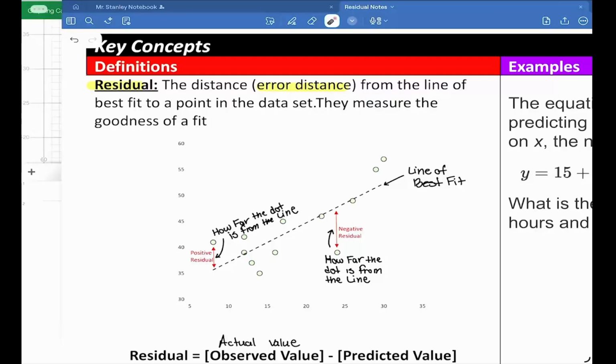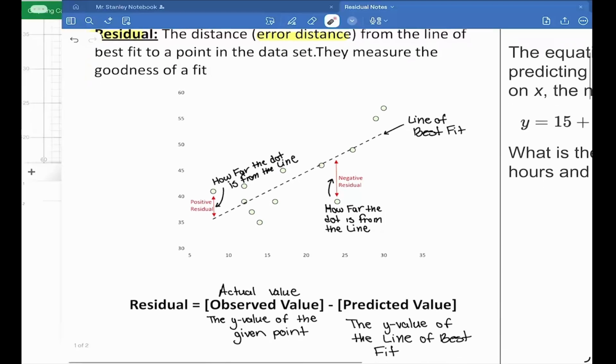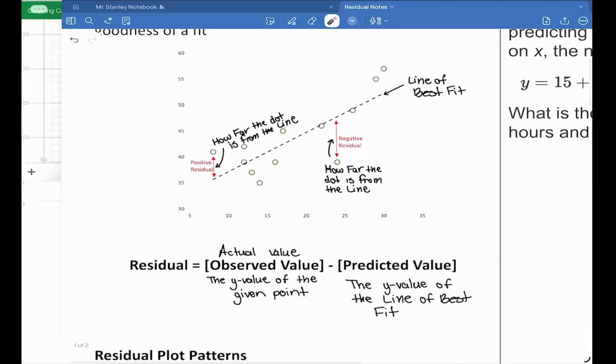So when we look at that, we're going to be comparing the line of best fit to all the points that are in the scatter plot. And we're going to be calculating how far those points are from that line of best fit. Now, in order to do that, we have to follow a formula where we're going to take the observed value and subtract it from the predicted value.